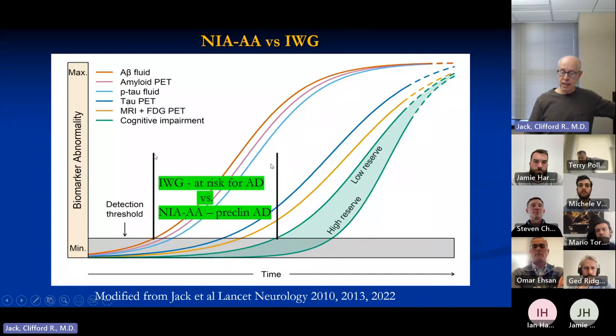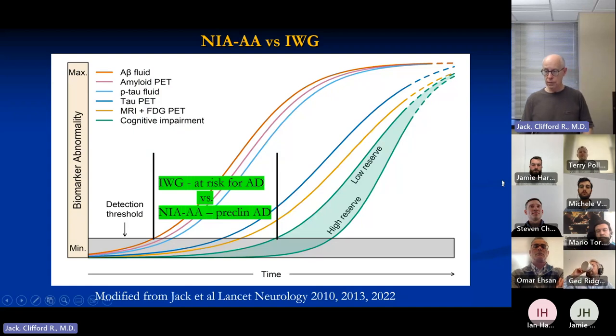And the NIA-AA takes the position that in this 15-year gap, people who exist in that gap have Alzheimer's disease. They are at risk for symptoms. If they live long enough, they'll develop symptoms, but they have the disease and they're at risk for symptoms. In contrast, the IWG takes the position that someone who has a head full of amyloid does not have Alzheimer's disease. They are at risk for Alzheimer's disease because the definition of the disease has to be accompanied by symptoms. And that's really the fundamental difference between the two.